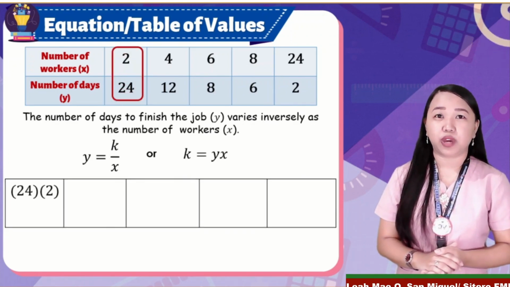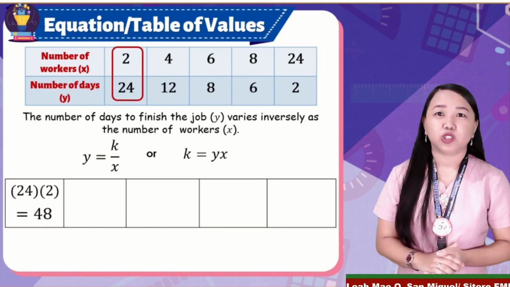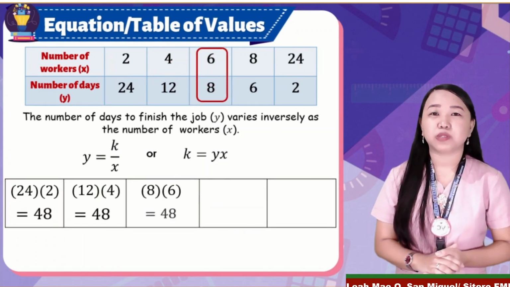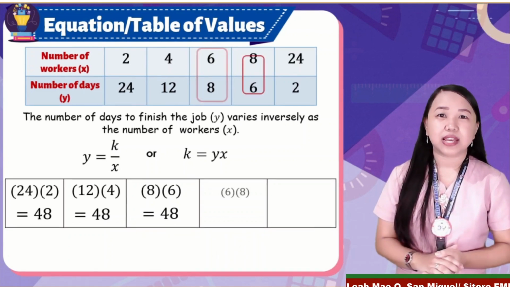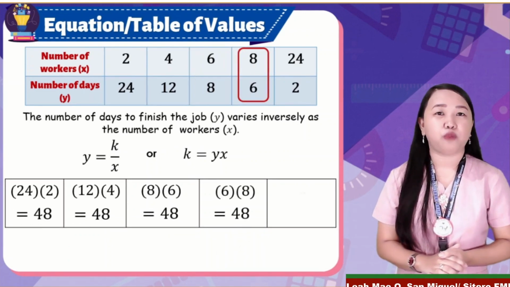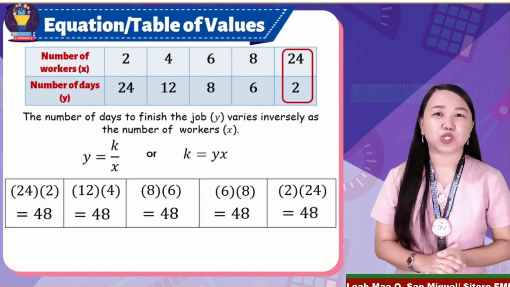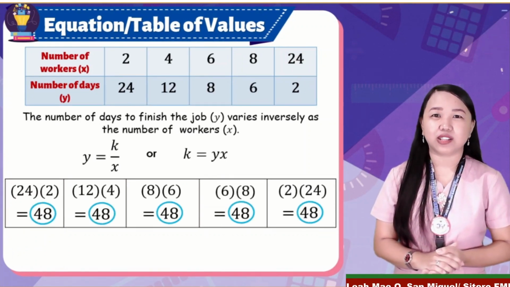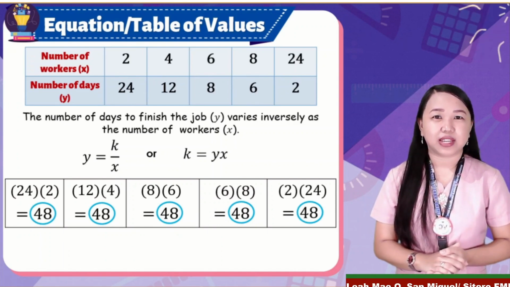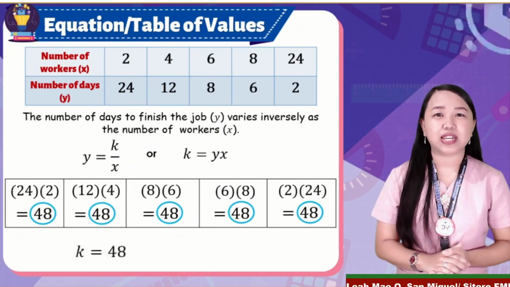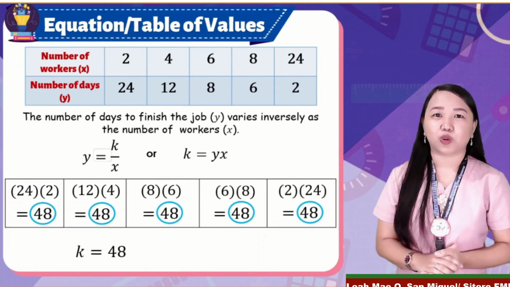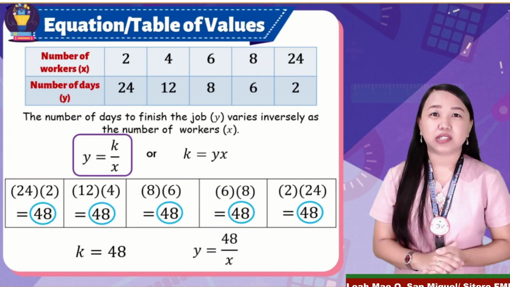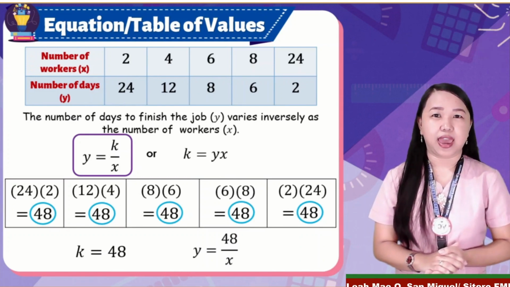24 times 2 is 48. 12 times 4 is 48. 8 times 6 is 48. 6 times 8 is 48. And 2 times 24 is 48. The product is constant. Therefore, the constant of variation is 48. And the equation that represents the table of values is Y is equal to 48 over X.